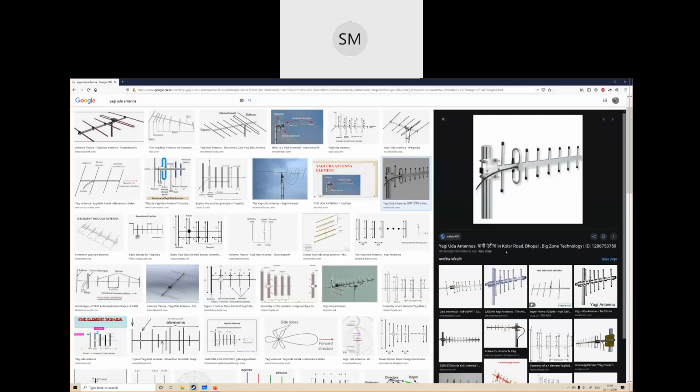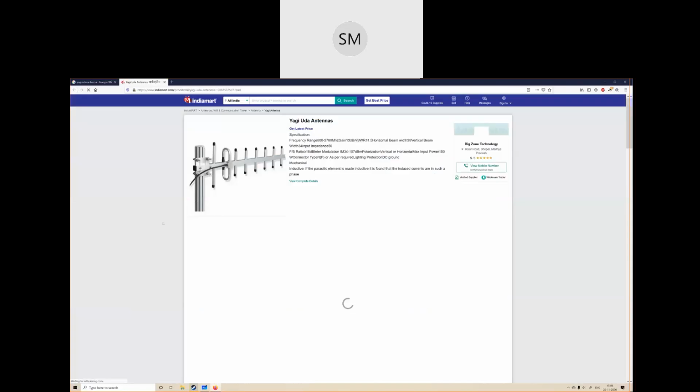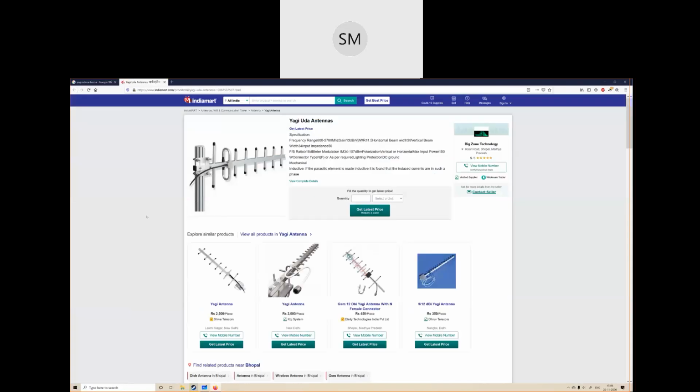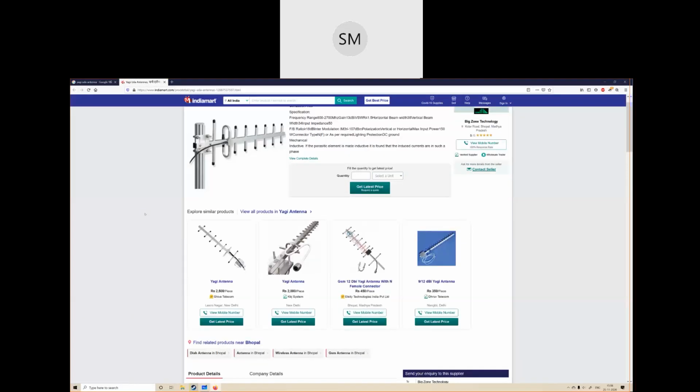Anybody from Bhopal? This antenna, you can buy it actually. What is the price? 2,500 rupees.